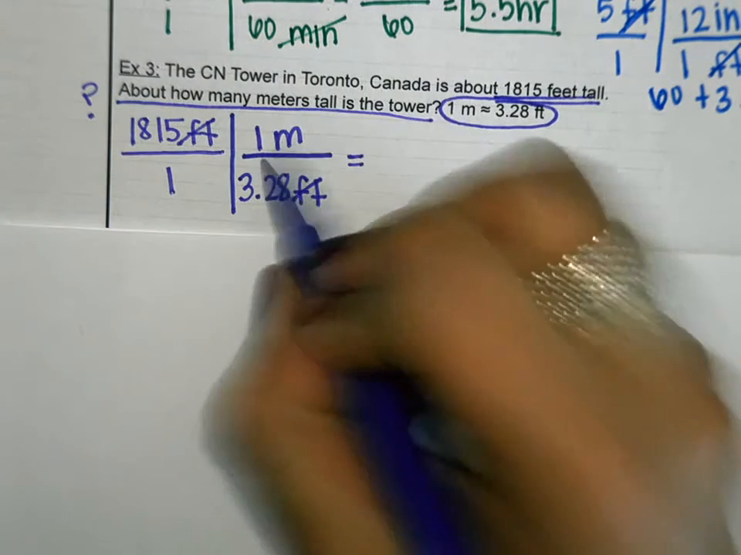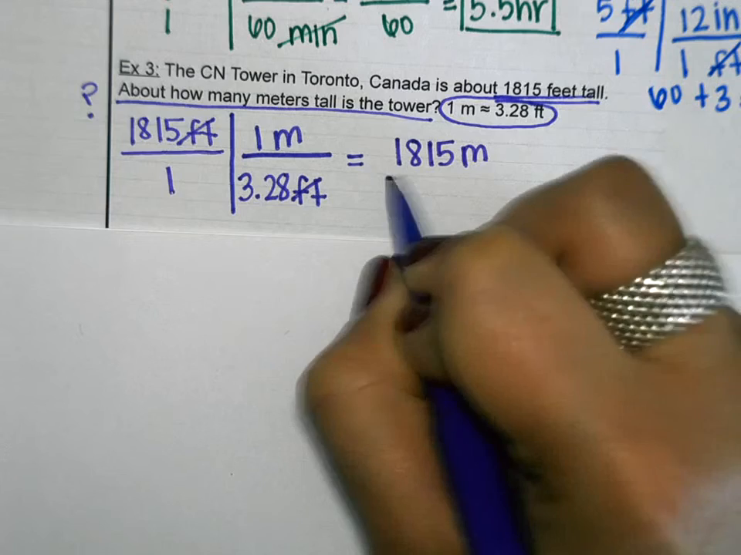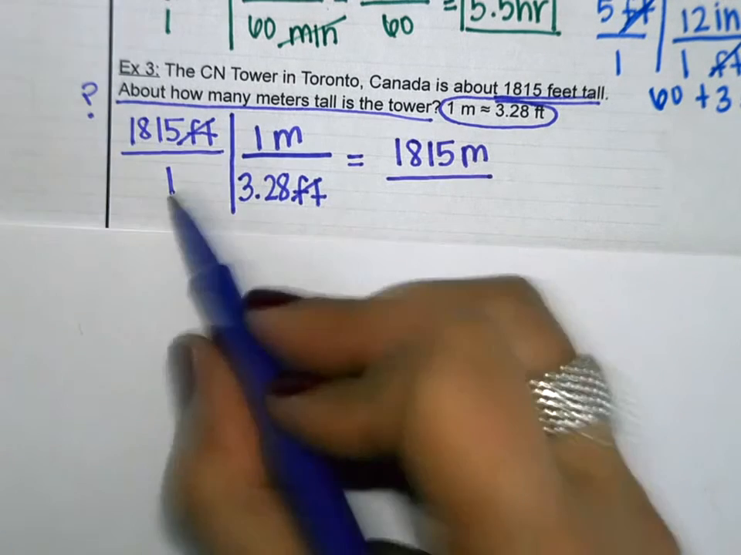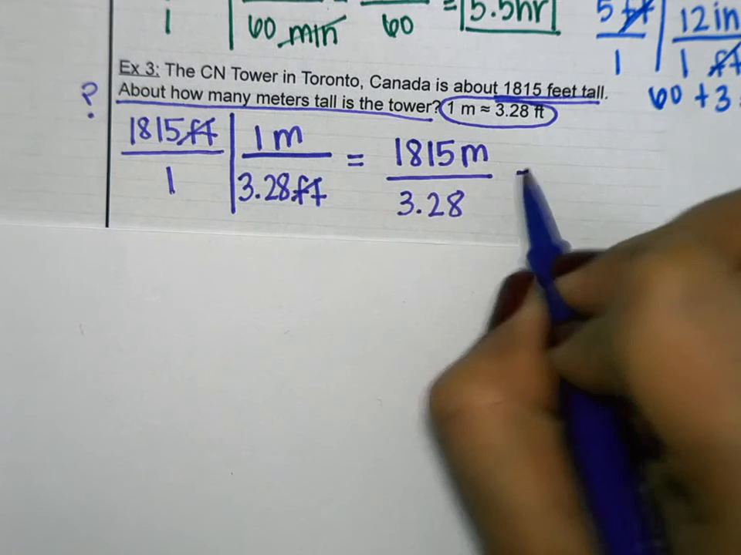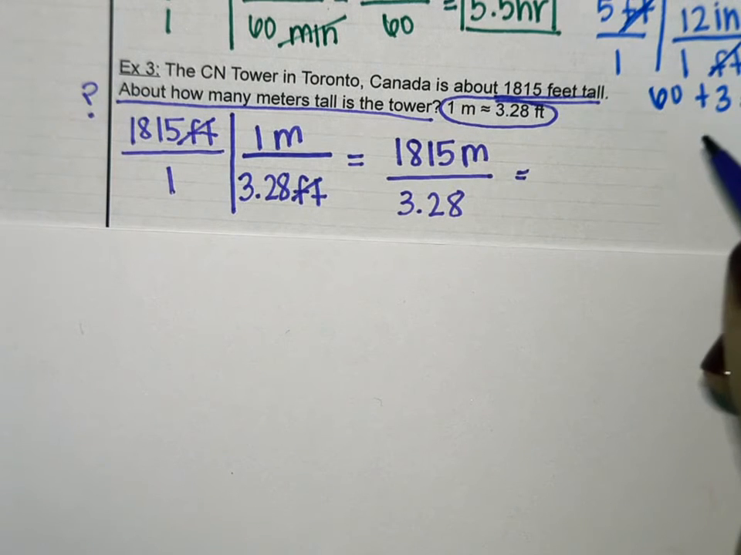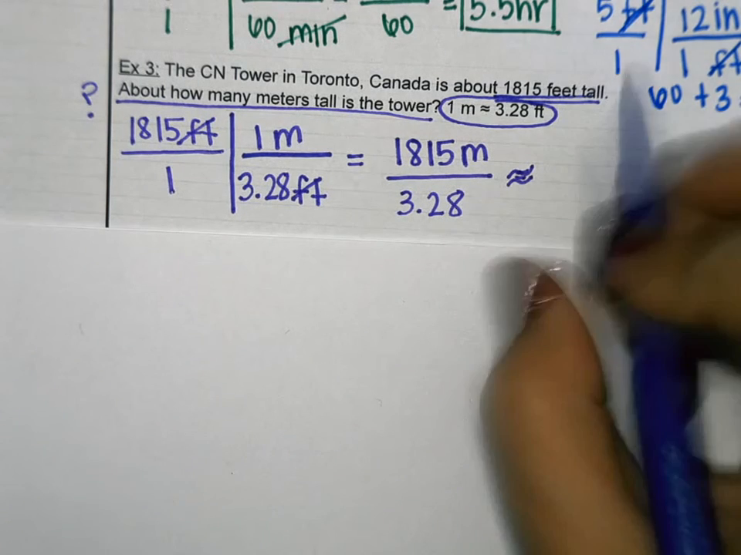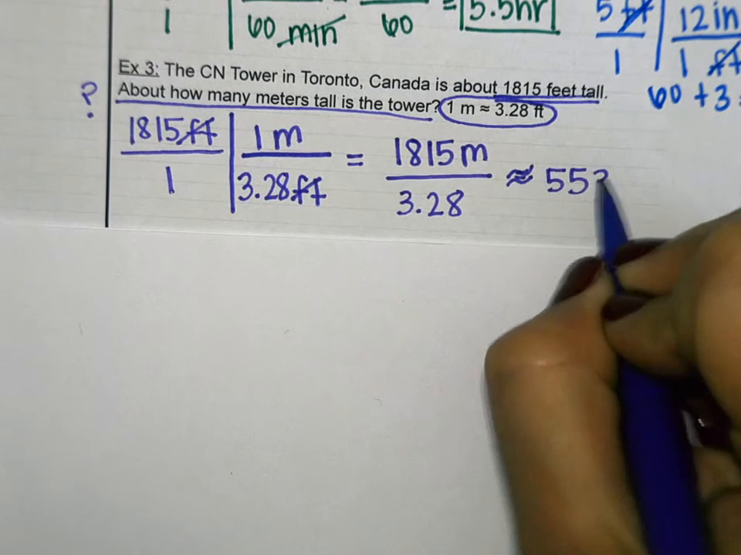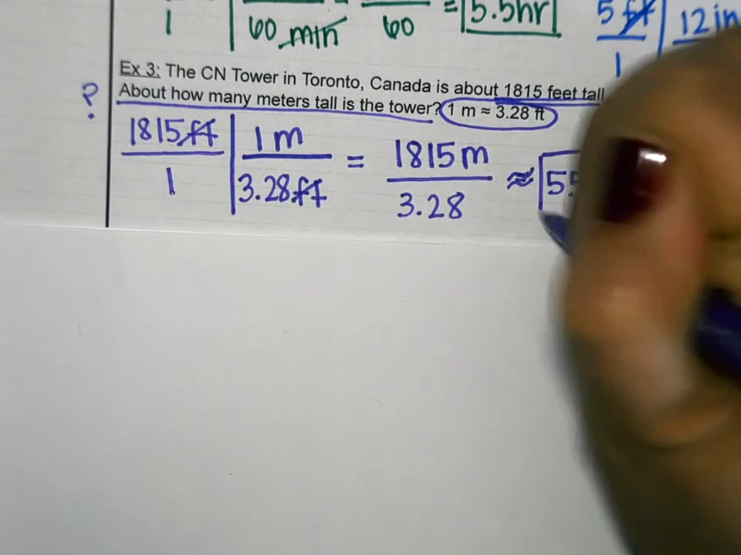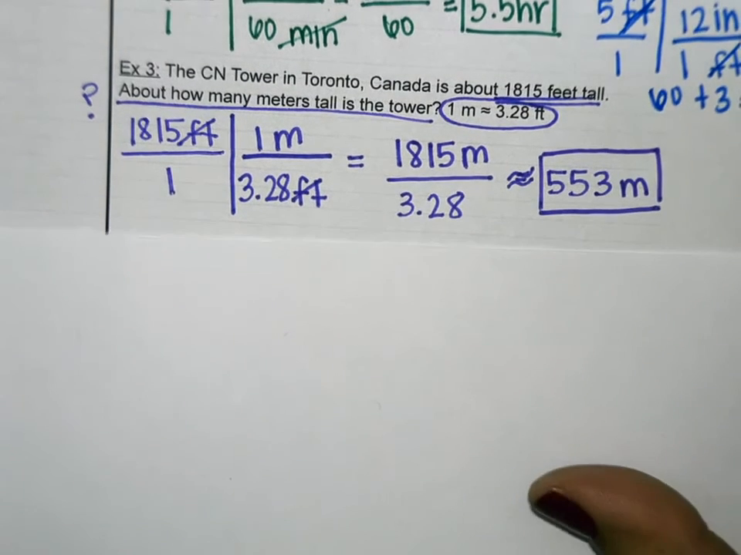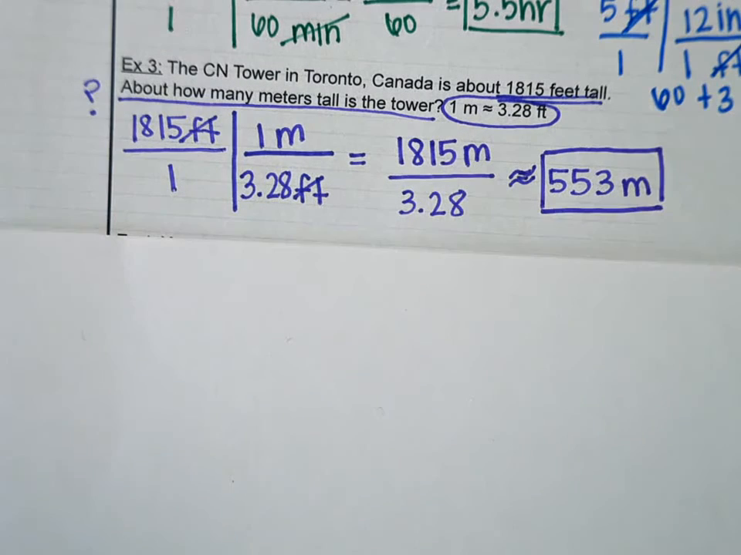So 1,815 times 1 gives me 1,815 meters over 1 times 3.28. My units reduce, so it's just the number on bottom. And when you use your calculator, that gives you about 553 meters. So you can use your calculator there to do 1,815 divided by 3.28.